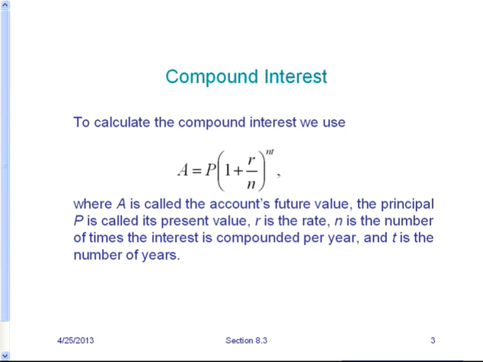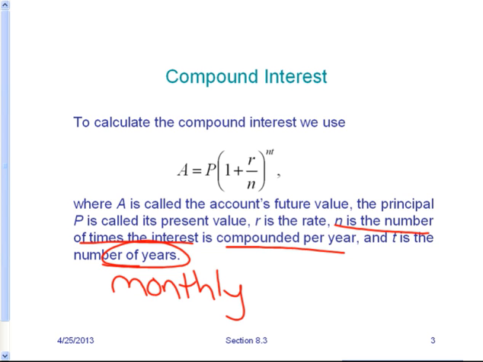So a couple things to be aware of. N is the number of compoundings per year, and T has to be in years. So let's suppose I tell you that I'm compounding monthly. If I'm compounding monthly, then N is equal to 12 because there's 12 months in a year. If I tell you it's compounded annually, annually means once per year, which tells you that N is equal to 1.